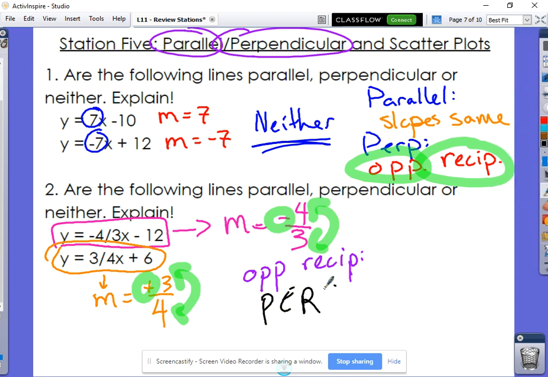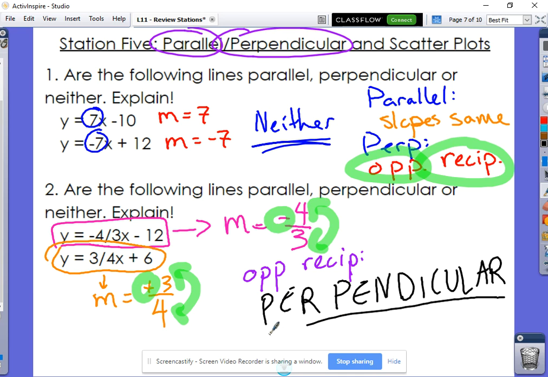All right. It's a fun word to say. All right. So perpendicular lines. Let's keep trying. Let's keep working. Hopefully that's making sense to you.